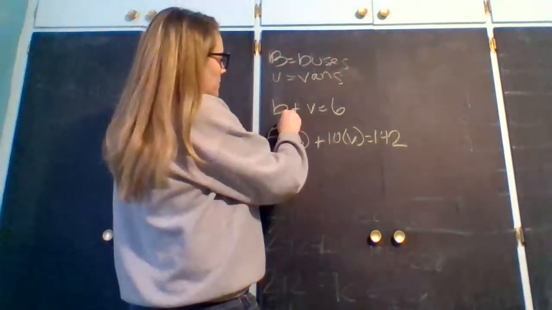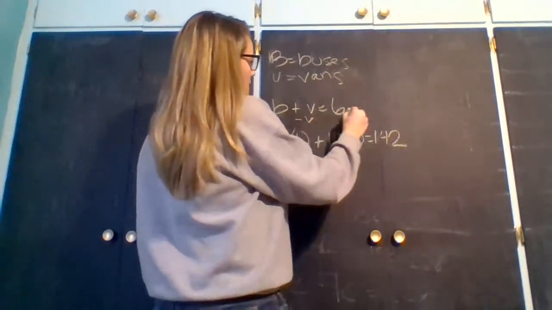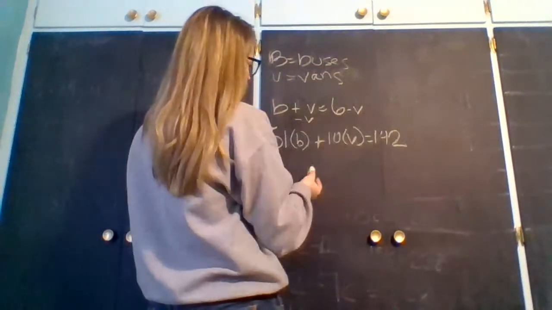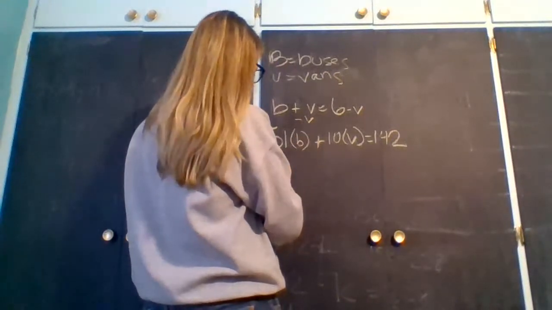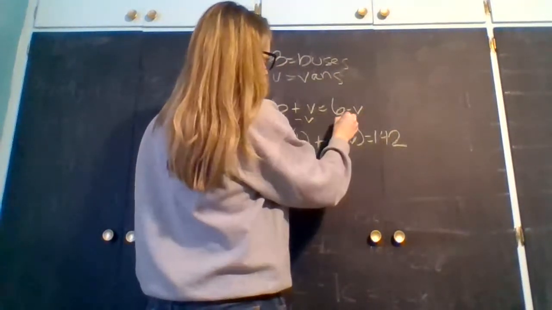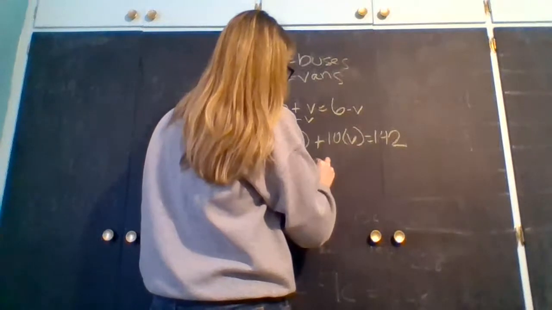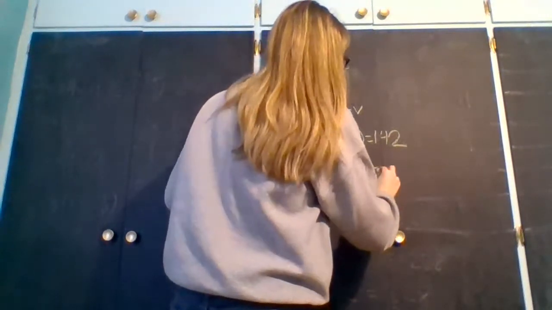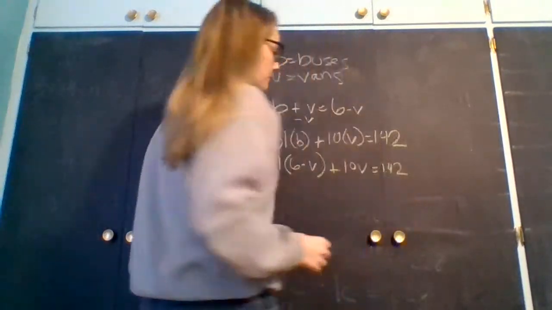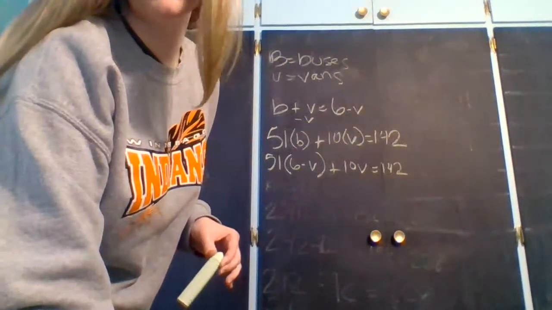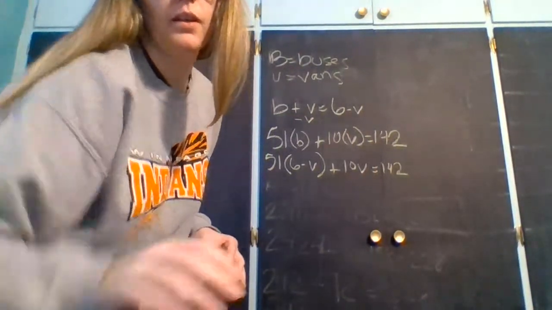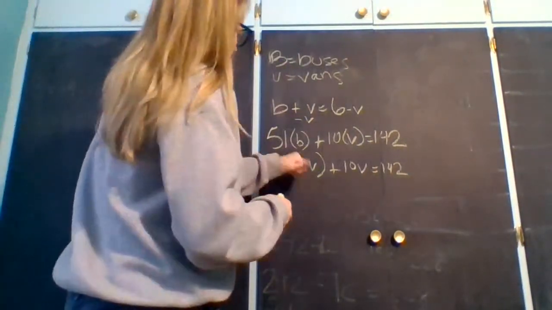So I'm going to solve for B, so I'm going to subtract V. So I know that B equals 6 minus V, so I'm going to plug that in right here. So 51 times (6 minus V) plus 10V has to equal 142. Make sure that my video is all good here so you can see it. Good. So again, some simple distribution here.